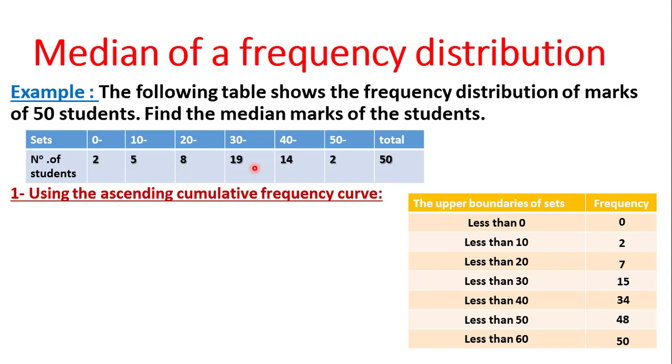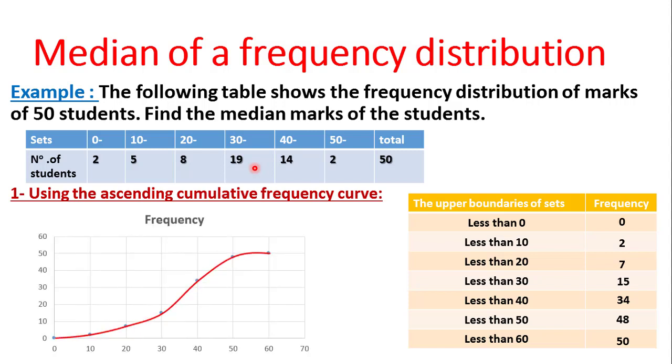I'll take the upper boundaries of the sets. So I'll calculate the frequency less than 0, then less than 10, less than 20, and so on. Now we form the ascending cumulative table. Then we should draw the ascending cumulative frequency curve in the same way. I'll choose a suitable scale, then I'll draw the curve.